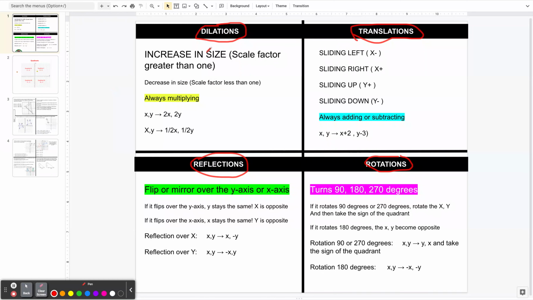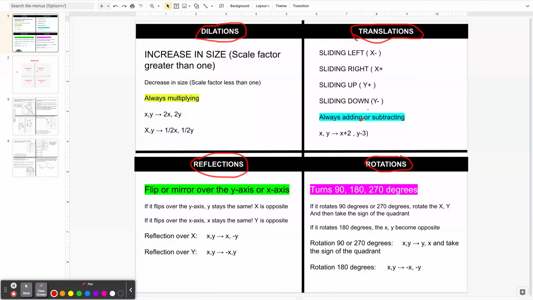So, for example, dilations, they're always multiplying, and it could look like this: x and y become 2 times x and 2 times y. When you see that, it's greater than 1, it's increasing in size. So if I saw 3 times x, 4 times x, 5 times x, it's getting bigger. If it's less than 1, it's getting smaller. It's decreasing in size. It's a reduction. You might see that word.